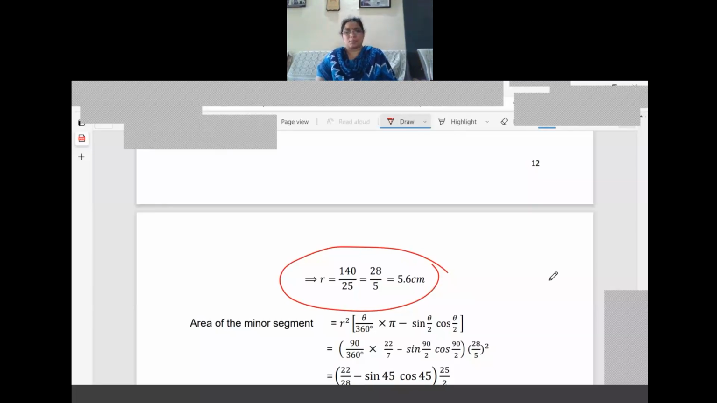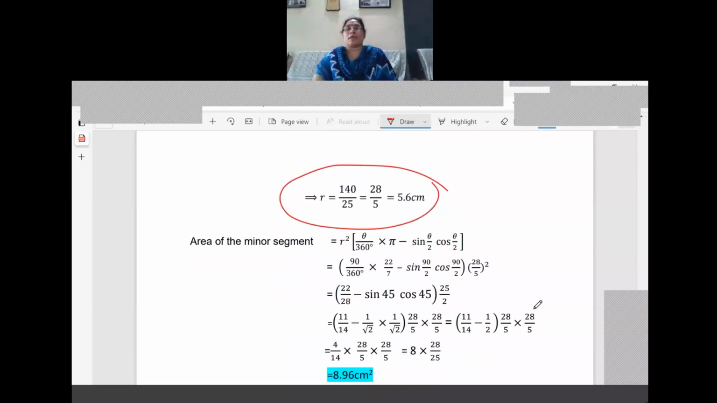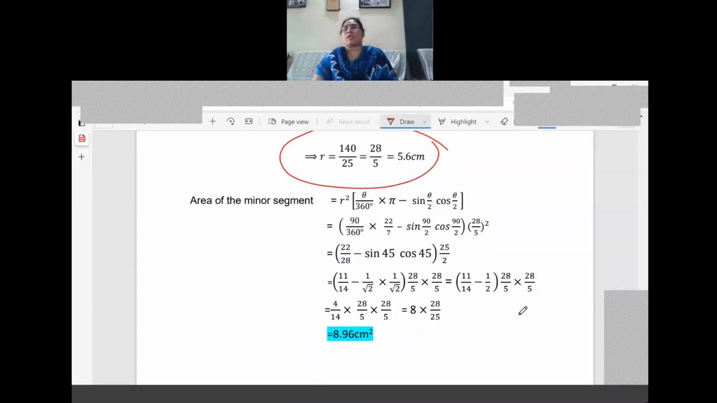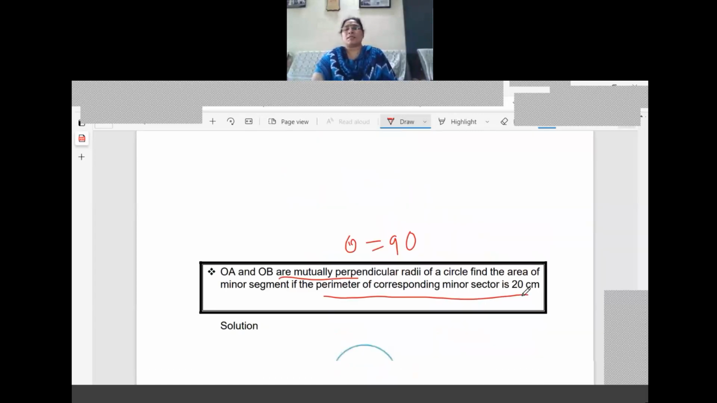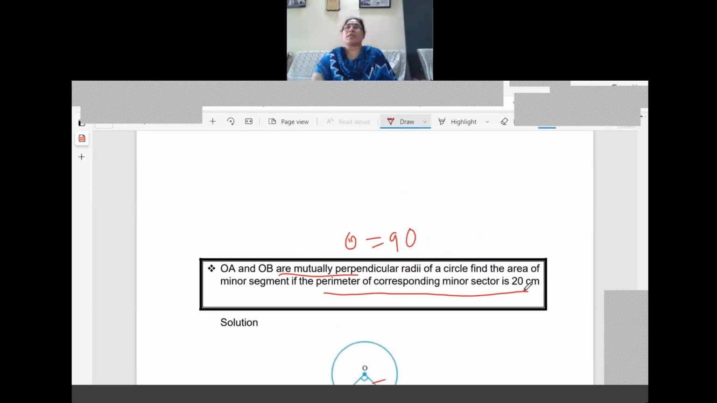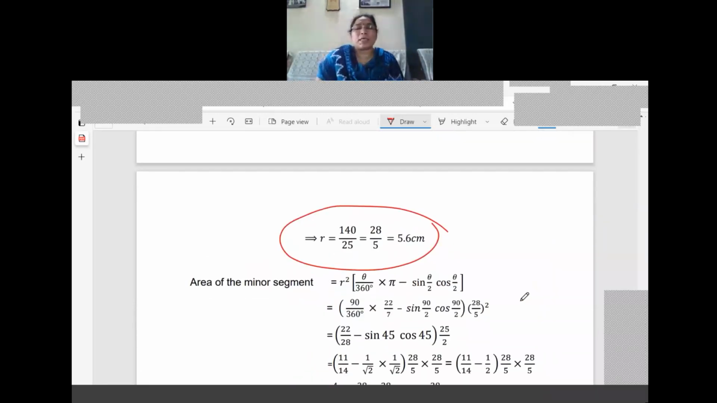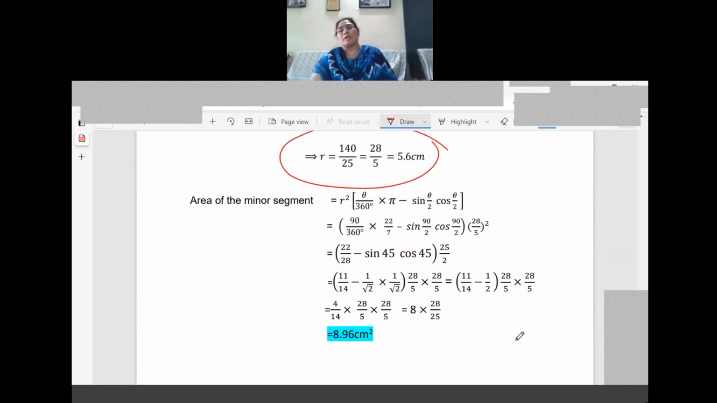Area of the minor segment. Area of the minor segment formula is R square into theta by 360 into pi minus sine theta by 2 cos theta by 2, right? Substitute the values and we are getting the value as 8.96 centimeters square. So the question asked, find the area of the minor segment only. So we have calculated area of the minor segment equal to 8.96 centimeters square.